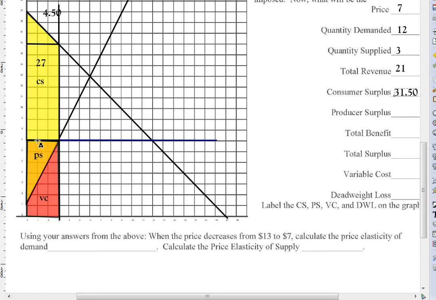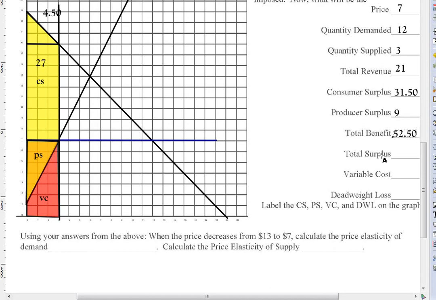Producer surplus is just a triangle. 1/2 times 3 times from 7 to 1 is 6. So 1/2 times 3 times 6. 3 times 6 is 18. Half of that is 9. Total benefit, just add up all the area under the demand curve any way you want. Total revenue plus consumer surplus is an easy way. So 21 plus 31.50, 52.50 is one way to get that.